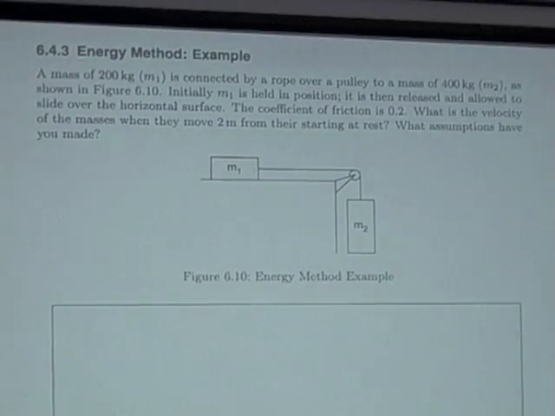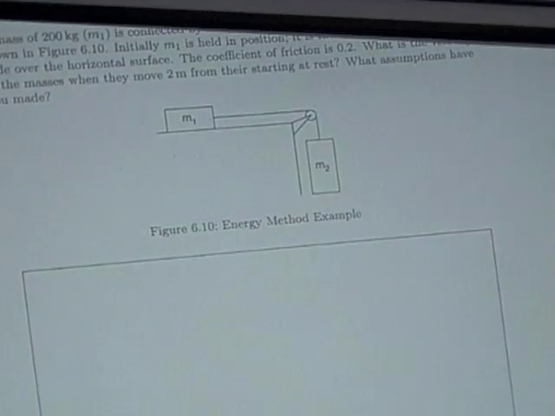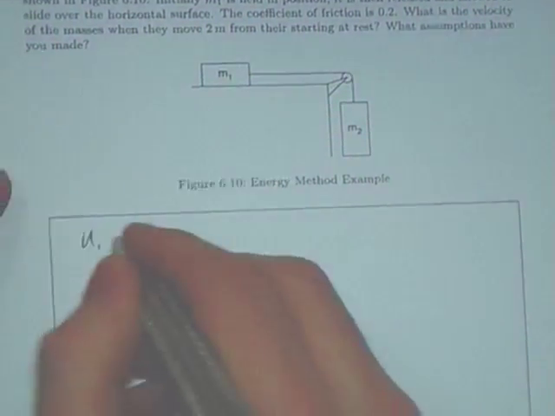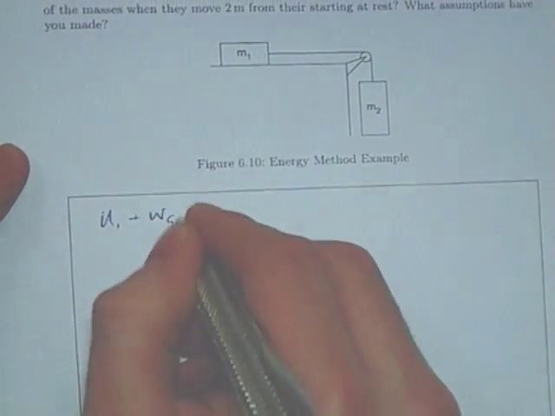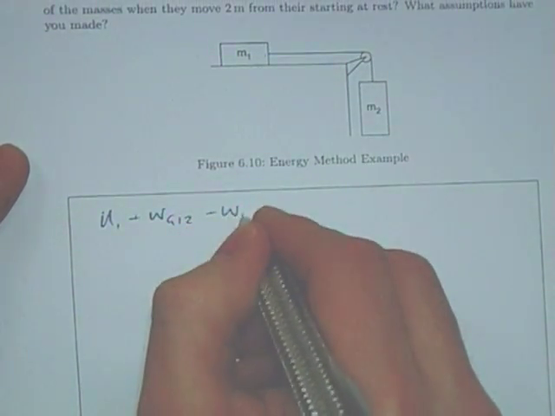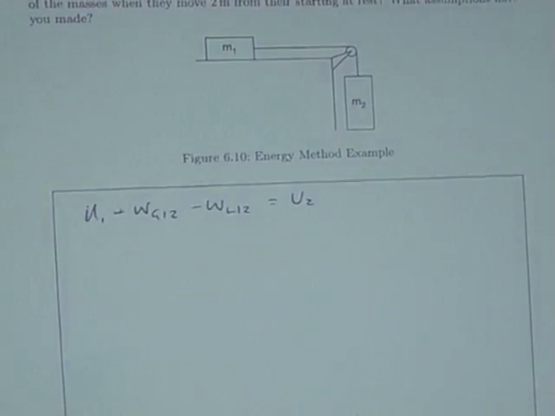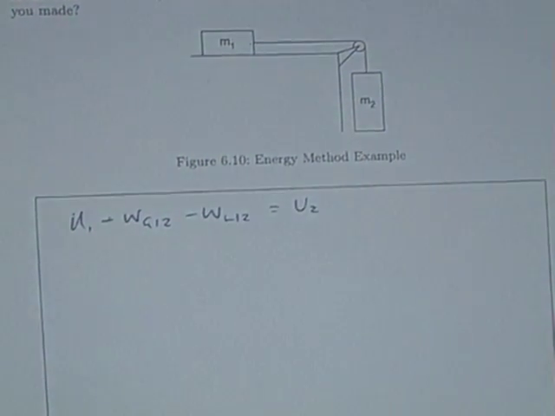Well, we know we've got our work energy balance equation. We have the mechanical energy, so I'm just going to call that U1, plus the work gained between 1 and 2, minus the work lost between 1 and 2, equals the state in 2. Now what's the potential energy in the system at point 1?